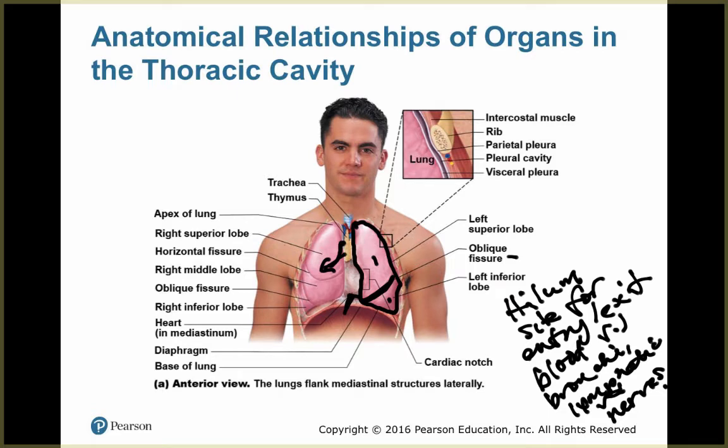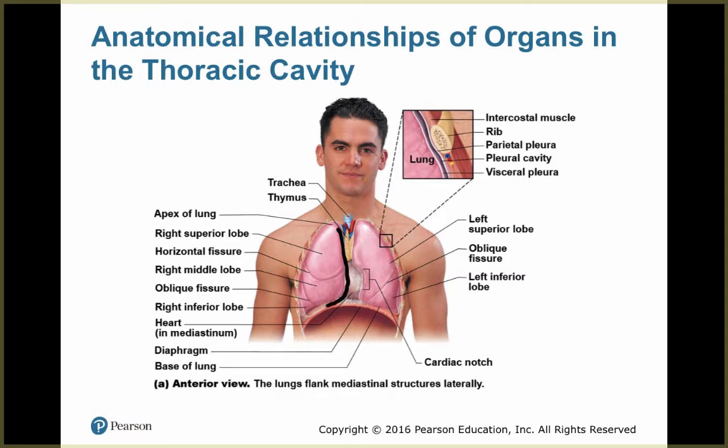Then you have the other side here, which is the right. You can notice that there are actually two divisions here. Oblique, if you remember from the muscles, those are the side abdominal muscles, or the oblique plane when we looked at the cuts meant sideways. So those are those sideways fissures, and the horizontal one is separating the two. So you have the right superior lobe here, the right middle lobe, and then the right inferior lobe at the bottom.